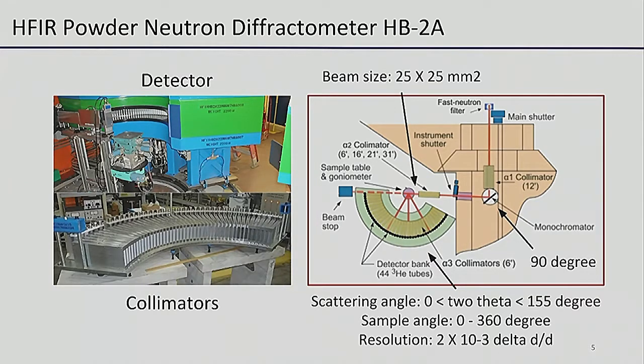The beam comes directly to the monochromators, and there is a 90 degree beam, which is then scattered by the sample. The beam size is 25 by 25 square millimeters. The scattering angle is from 0 to 155 degrees, and the sample angle can be from 0 to 360 degrees. And the resolution is good, high resolution.